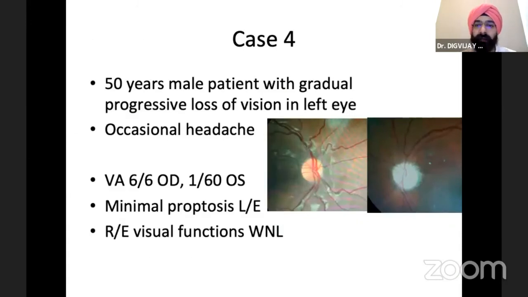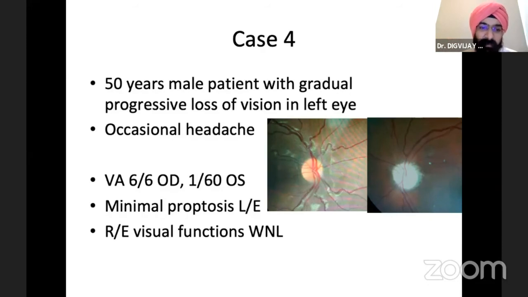Here you're seeing a middle-aged patient, about 50 years old, who's having a loss of vision in the left eye over some time. There are occasional headaches. The right eye looks completely normal. The left eye disc, you can see, is slightly dirty looking. Not completely edematous though, but it is grayish looking. Margins are slightly blurred here.